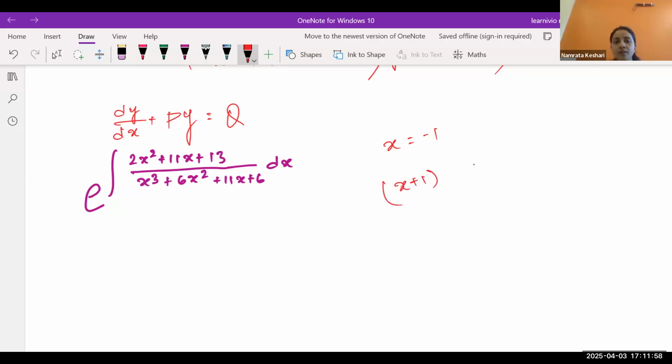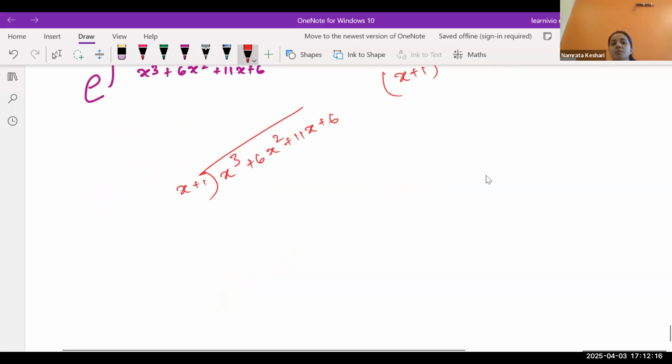Yes, ma'am. Now do you know how to do the division? This division, have you learned it anytime? X cube plus 6x square plus 11x plus 6, the division of the polynomials, have you learned? Yes, ma'am. Okay, so if you have learned this way, it is really simple. We have figured out that one of the factors is x plus 1, and another factor we are searching for, we will be able to get by doing the division.